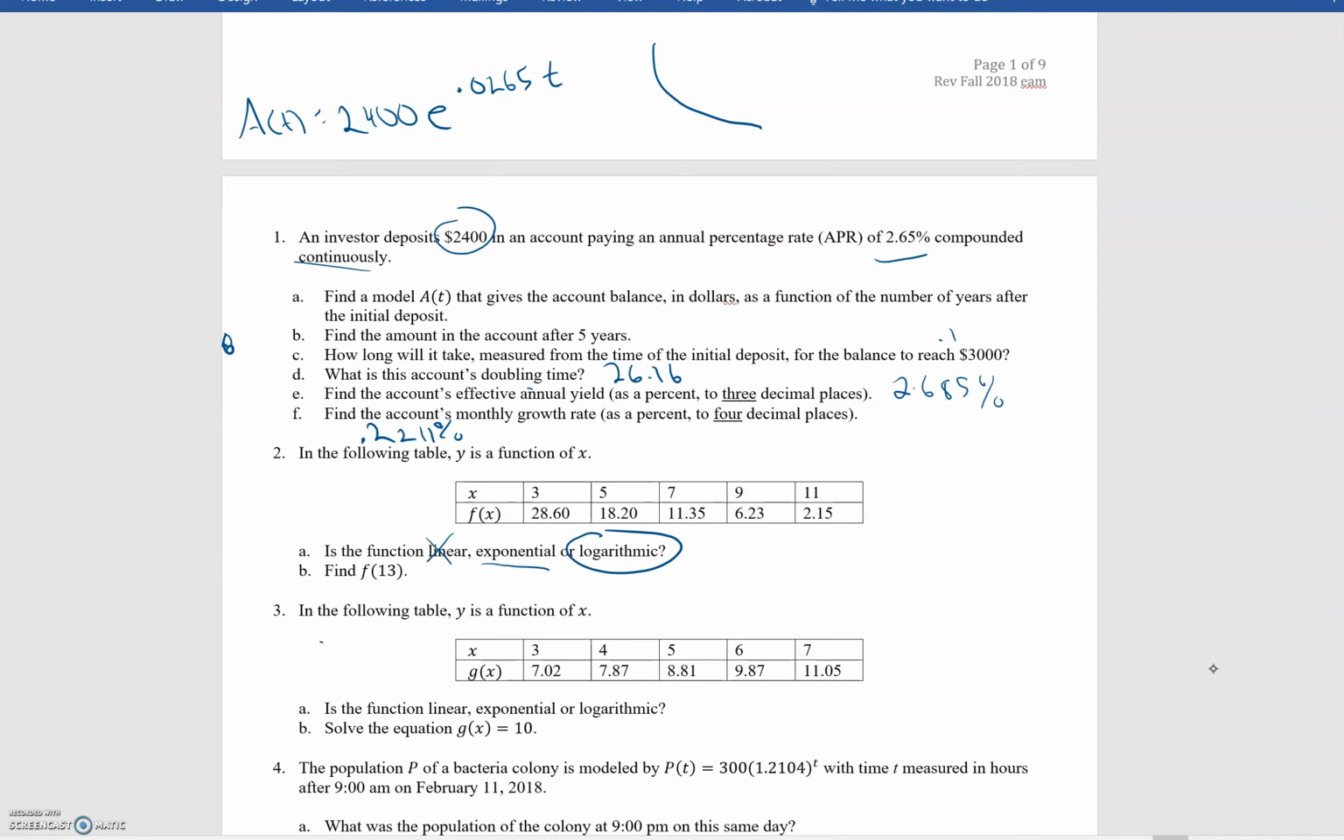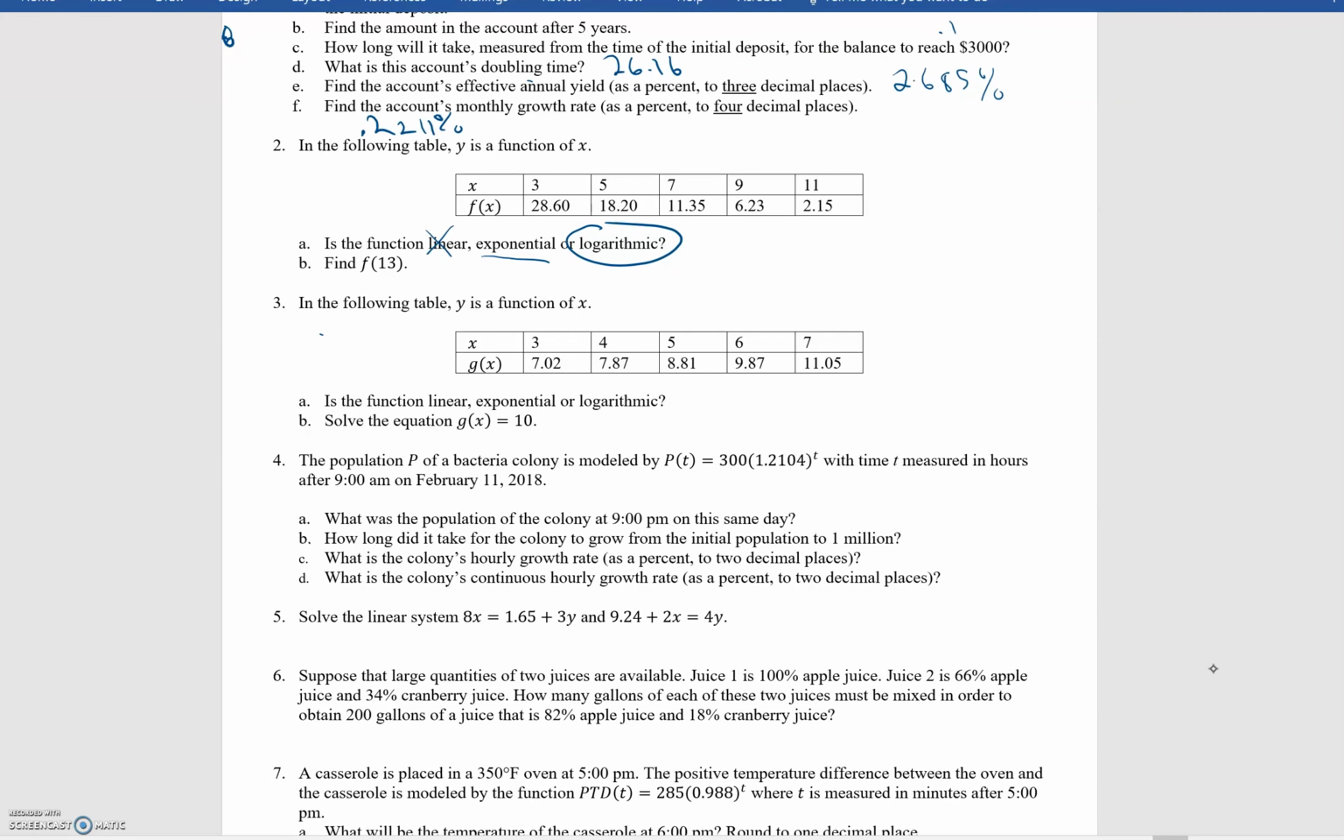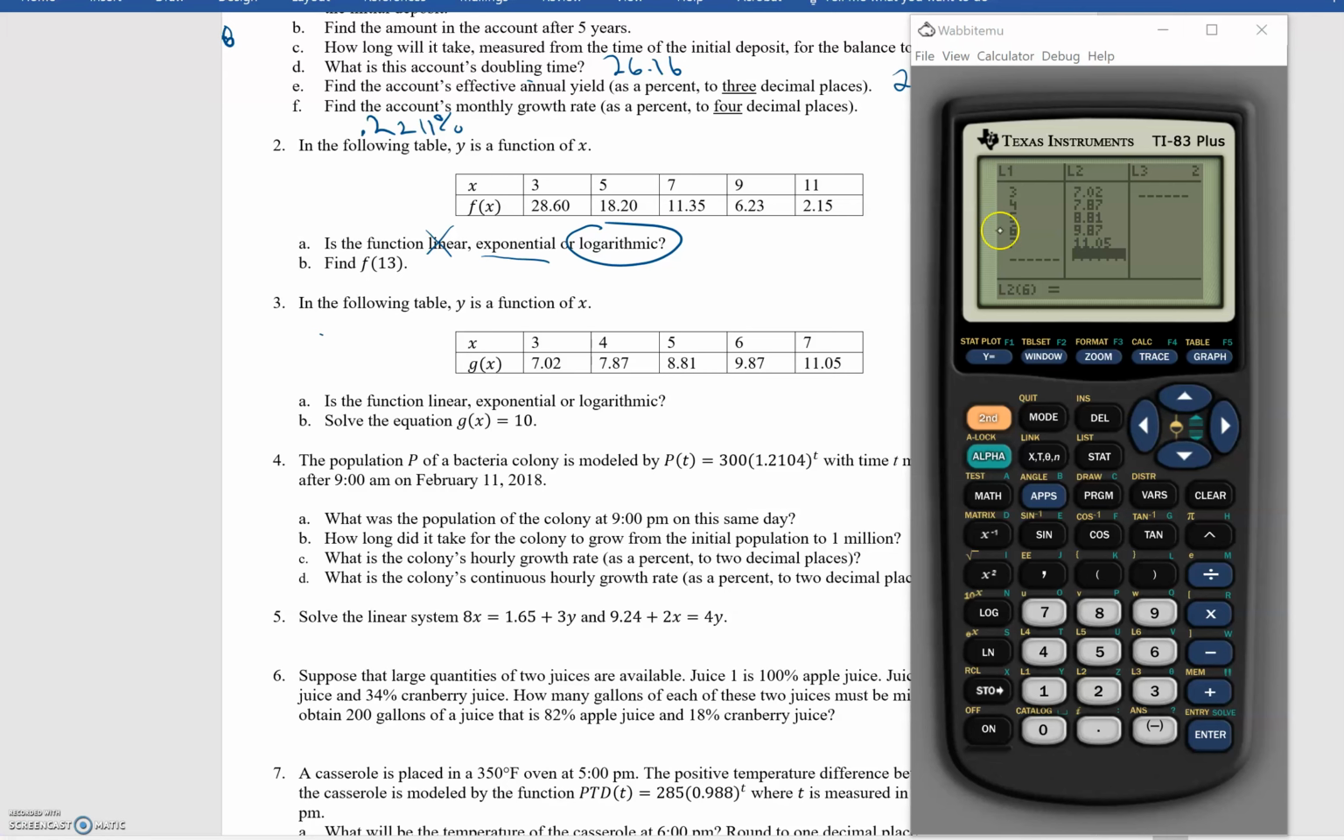Number 3, in the following table, y is a function of x, and we basically have the same question, so we need to do the same thing. We need to graph this data and pretty much attack it the same way we did number 2. So I'm going to enter this data off camera. Alright, so I've entered the data, and now I'm going to do a stat plot. So I'll do zoom stat.